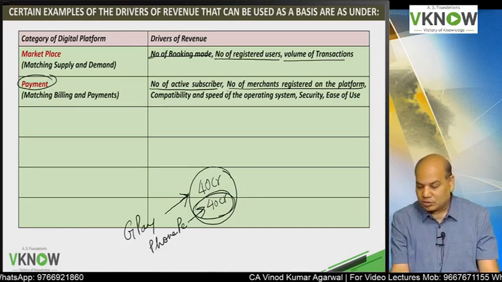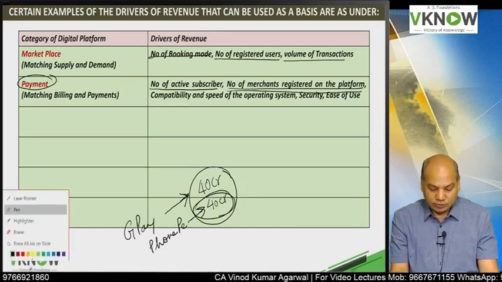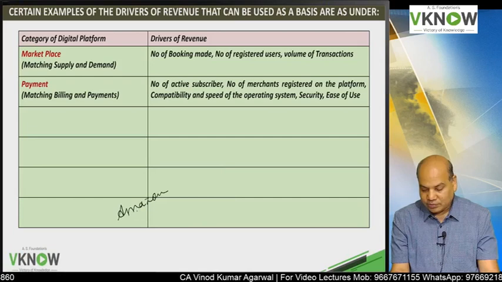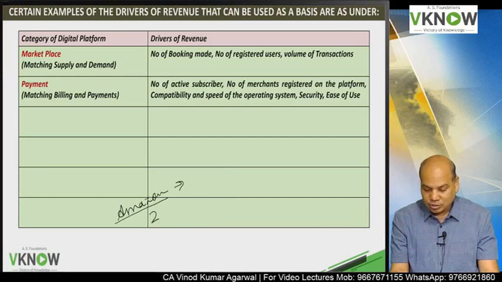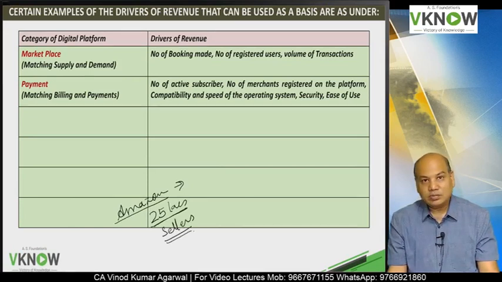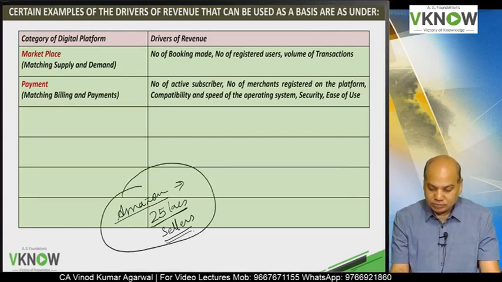It also depends on the number of merchants registered on the platform. For example, Amazon will claim we have 25 lakh sellers and vendors who are selling their products on our website, and because of that they get valuation.